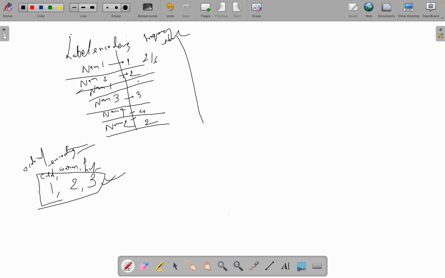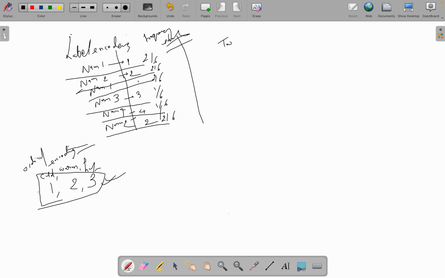Number 2, how many times is it occurring? 2. So it will also be 2 by 6. 1, since 1 occurs 2 times, so 2 by 6. 3 is occurring only 1 time, so 1 by 6, 1 by 6, and this will be 2 by 6. Okay, so this is frequency encoding.